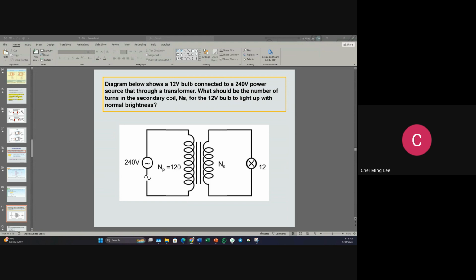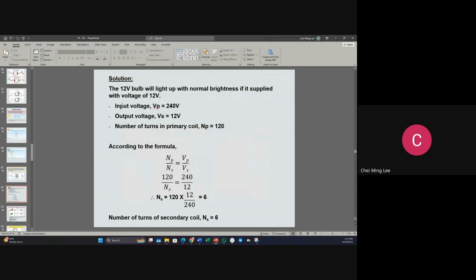Okay, so let's continue with the next one. So you see, it lights up. We just calculate with the input voltage VP primary is 240, output voltage VS is 12 volt, and NP is 120. Substitute all this into the formula, rearrange, and you will get NS is 6. So the number of turns for the secondary coil will be only 6 turns. So you did it correctly? Okay, good. Now let's continue.